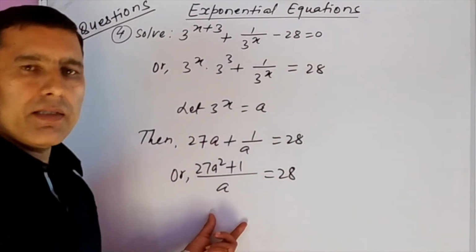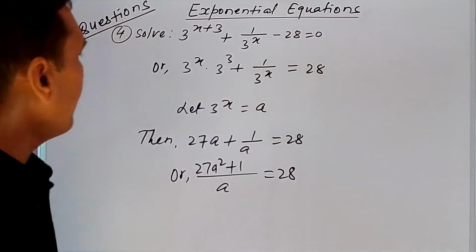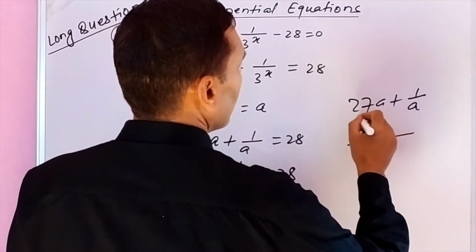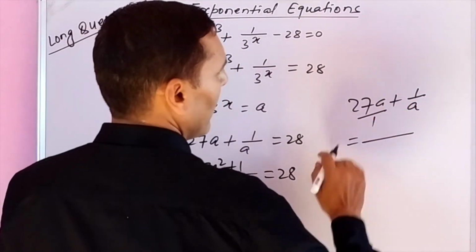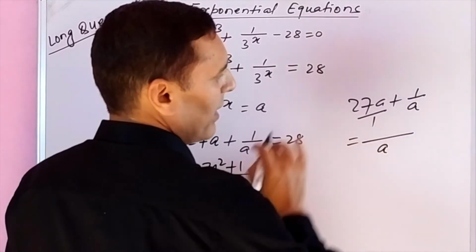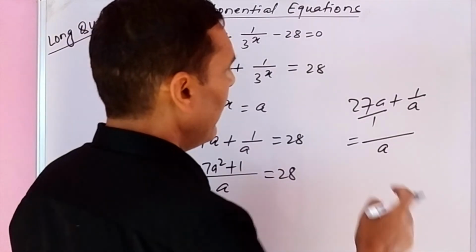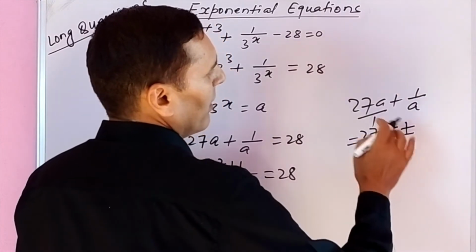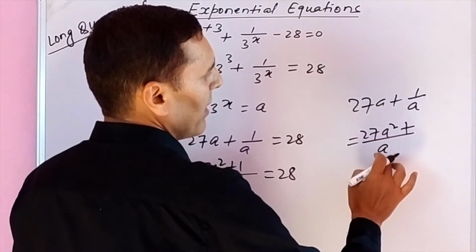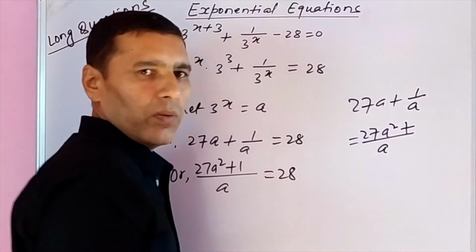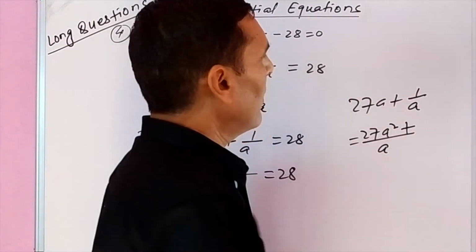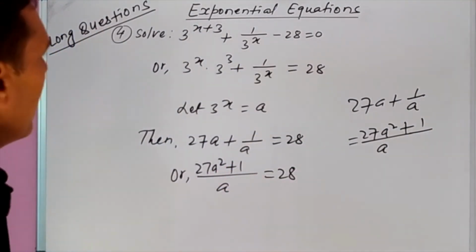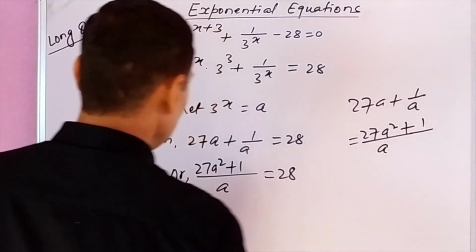Everybody, I hope you can understand the process of taking the LCM. 27a plus 1 upon a. What is the denominator here? 1. LCM of 1 and a is a. When this a is divided by the denominator 1, a into 27a gives 27a square, and for the denominator of the second term, a divided by a is 1, 1 into 1 is 1 only. So it is 27a square plus 1 upon a, and the right hand side 28 as it is. Now we do the cross multiplication.